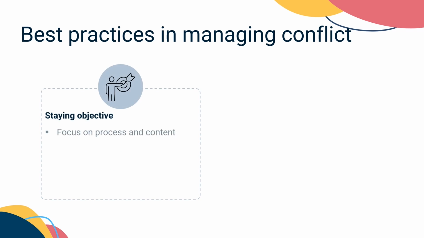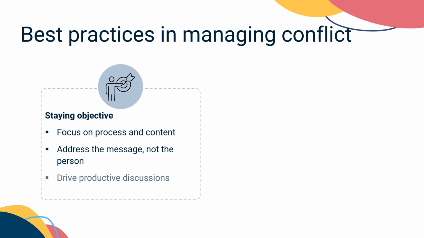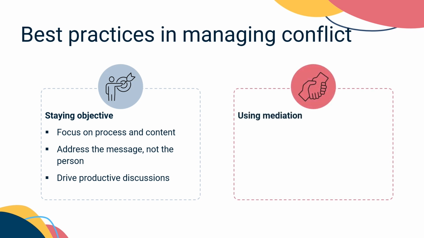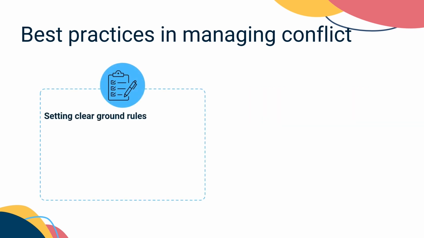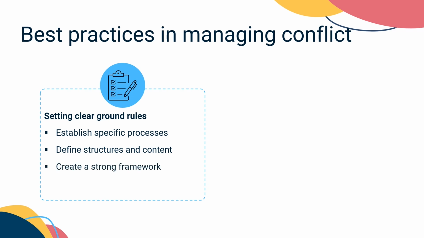Stay objective by focusing on the process, content, and message, not the person. This direct approach maintains impartiality and drives productive discussions. Use mediation when you cannot maintain impartiality. A neutral third party helps teams reach a compromise or consensus. Set clear ground rules to establish specific processes and define structures and content guidelines. Create a strong framework for all discussions.